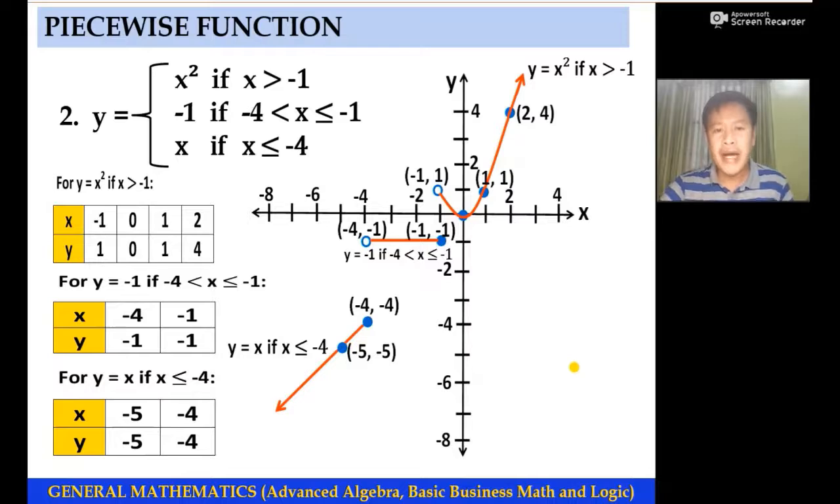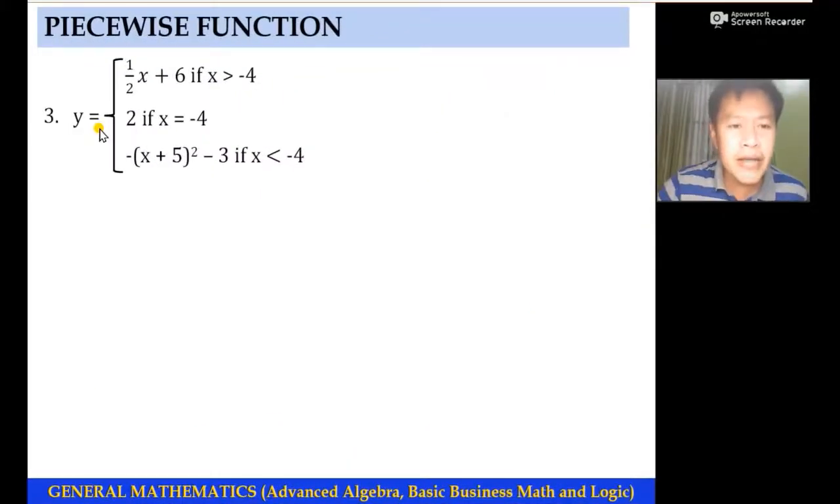And the problem is the domain. So we will proceed with the third and the last example of piecewise function. Y is equal to 1 half x plus 6. This is a linear function in which our x is greater than negative 4.